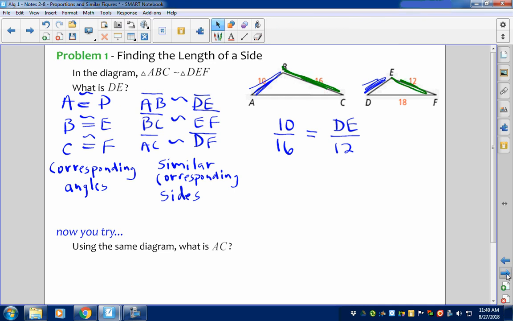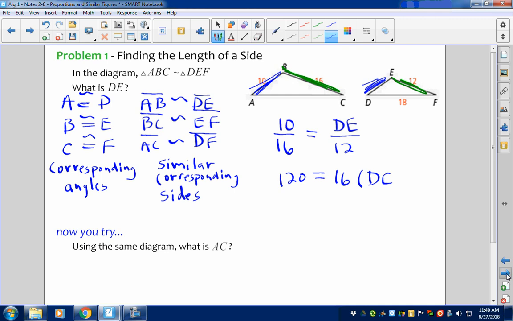Now, are there other ways we could set up this proportion and still get the same answer? Yes, there are. Sure. I mean, we could switch these around, both of them, right? That would be one. But there are other ways we could set up. This is the way I chose to set it up. We cross multiply. 12 times 10 is 120 equals 16 times DE.